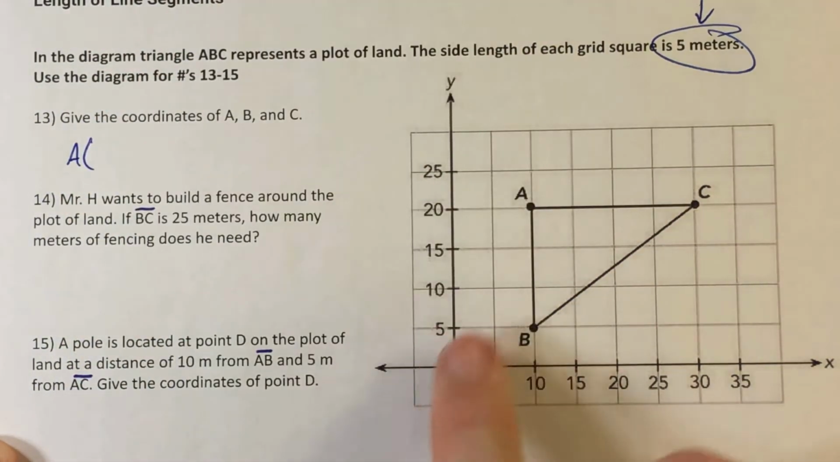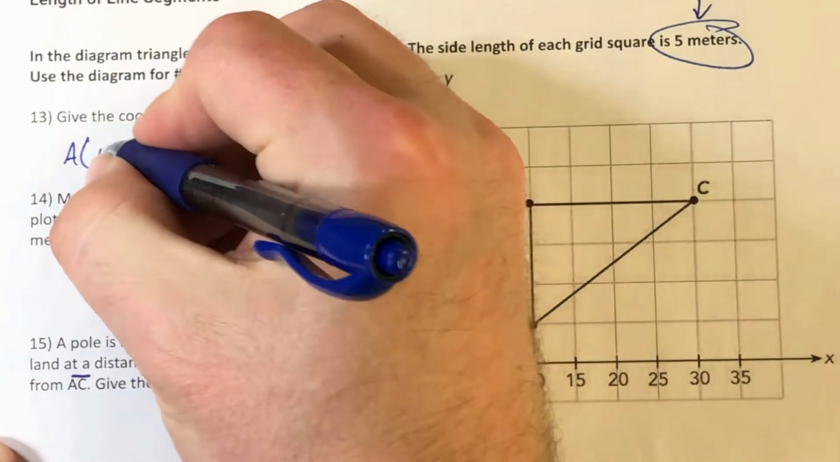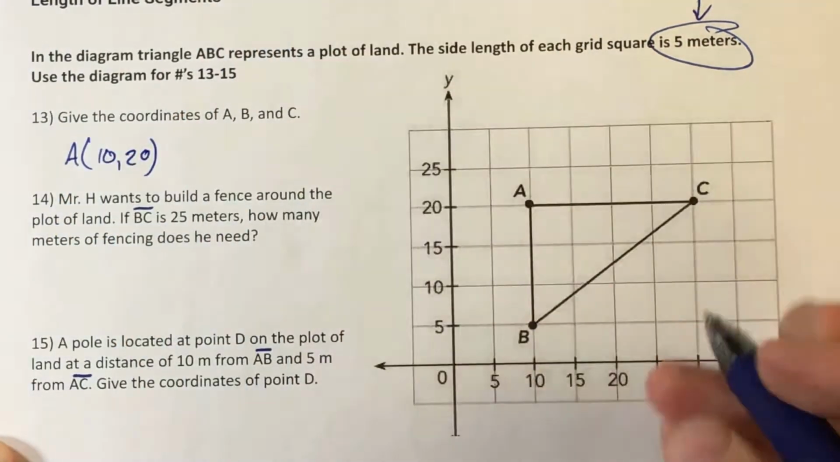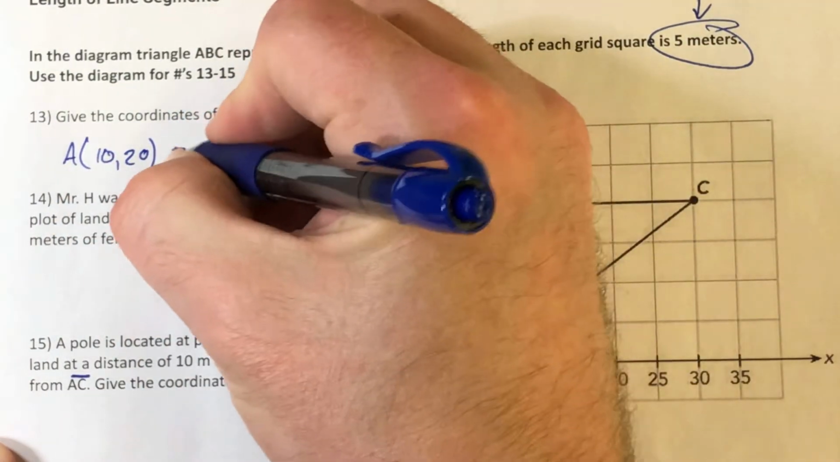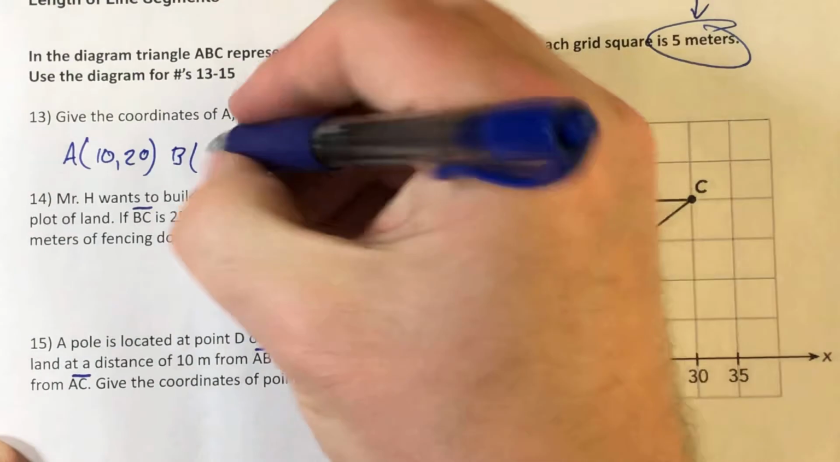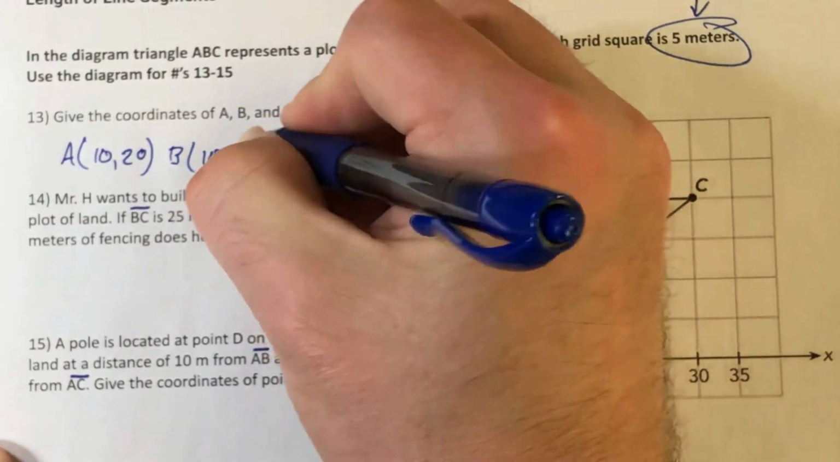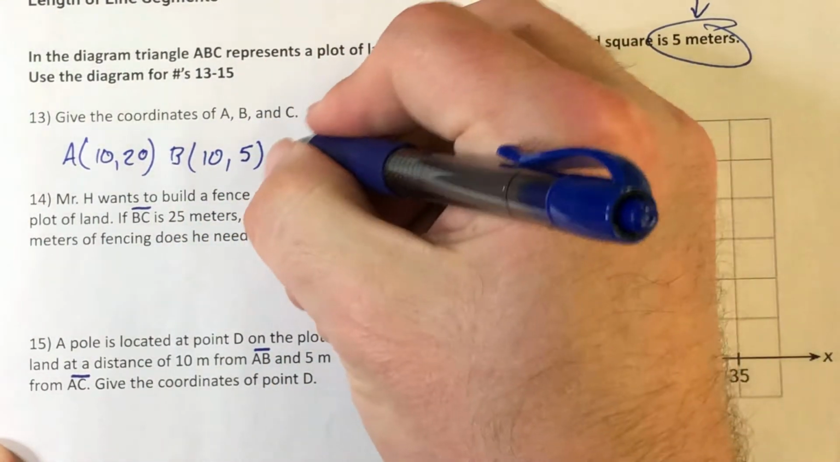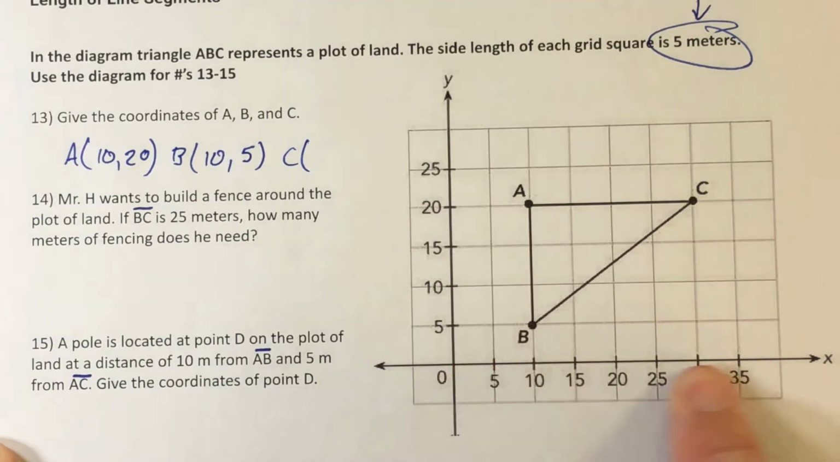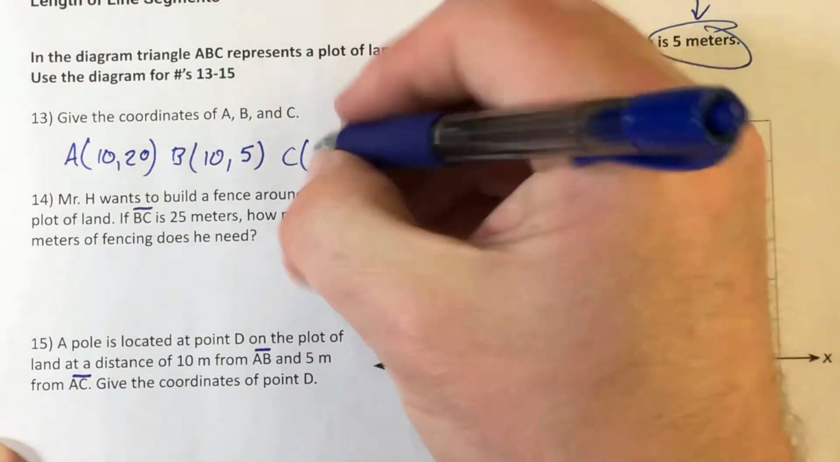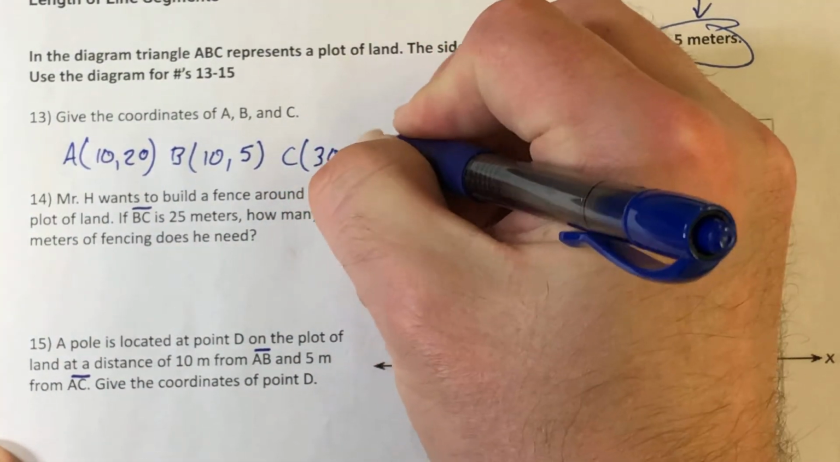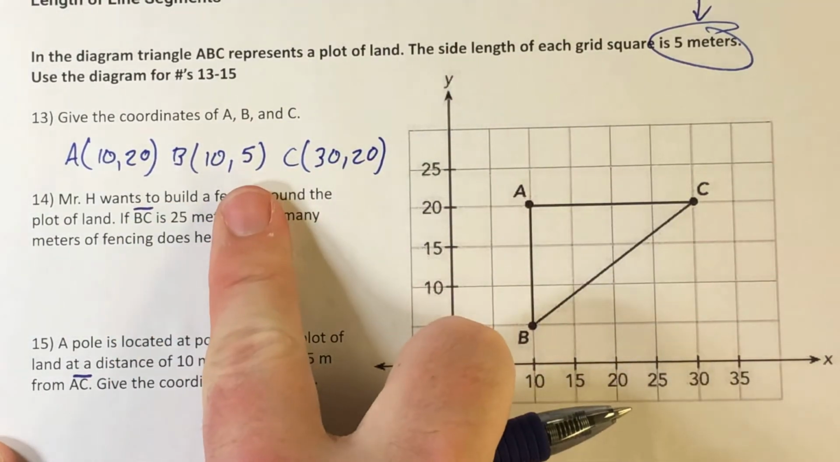So, A is at right to 10 up to 20. B is at right to 10 up to 5. And C is at right to 30 up to 20. All right, we have plotted all three of those points.